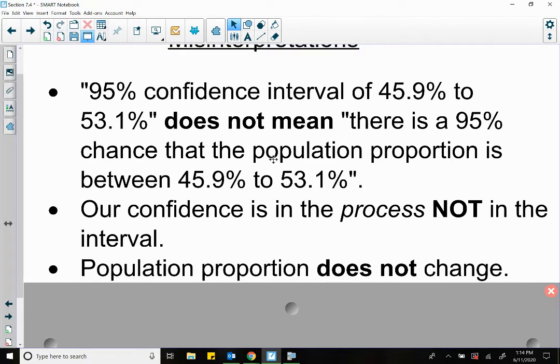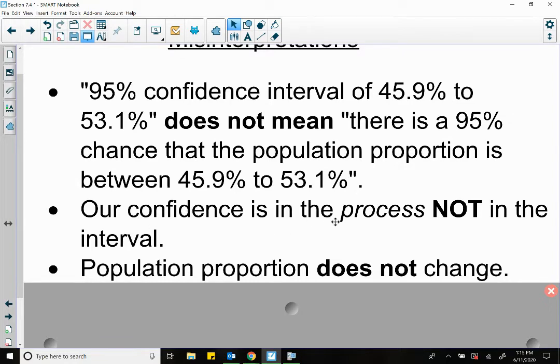So again, if you say that there's a 95% chance that it's in here, that means there's a 5% chance that it's not in there. And that doesn't make any sense, because the population proportion can't be in two places. It's only in one place. It's either inside here or it's not. So it doesn't mean there's a 95% chance that the population proportion is between here.